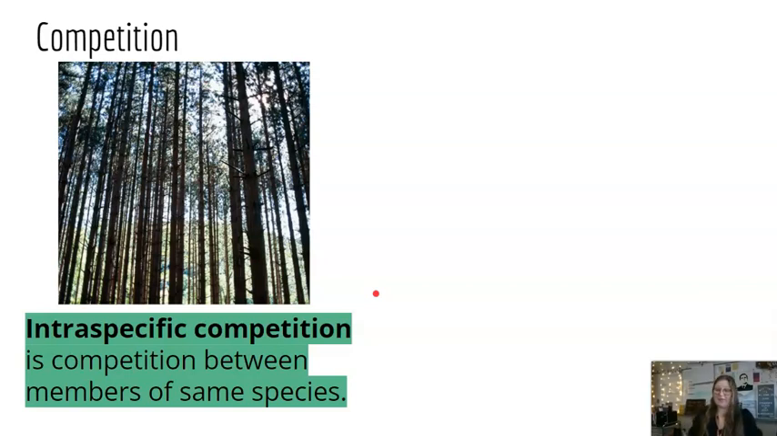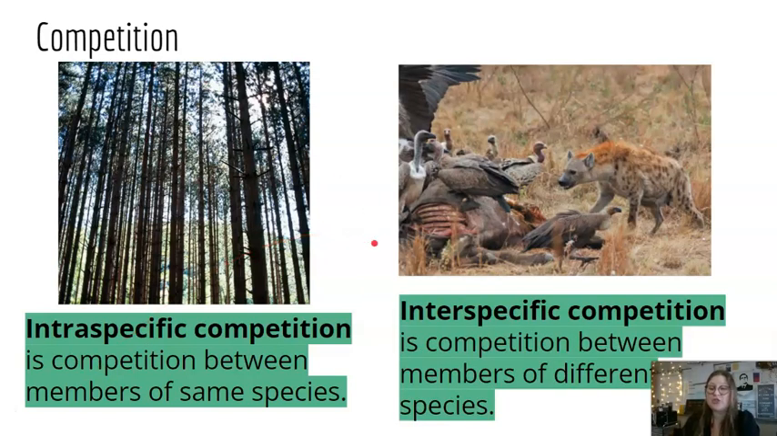So you and I, same species, we could compete over food in a room, any sort of resource that we want, that we need. If the same species is competing for it, that is intraspecific. Now, interspecific competition is going to be between members of a different species. So we have a hyena versus the vultures going after this dead body. They are different species, so they're going to be competing, and it's interspecific. If we cut out this hyena, we're just looking at the vultures, then that would be intraspecific.